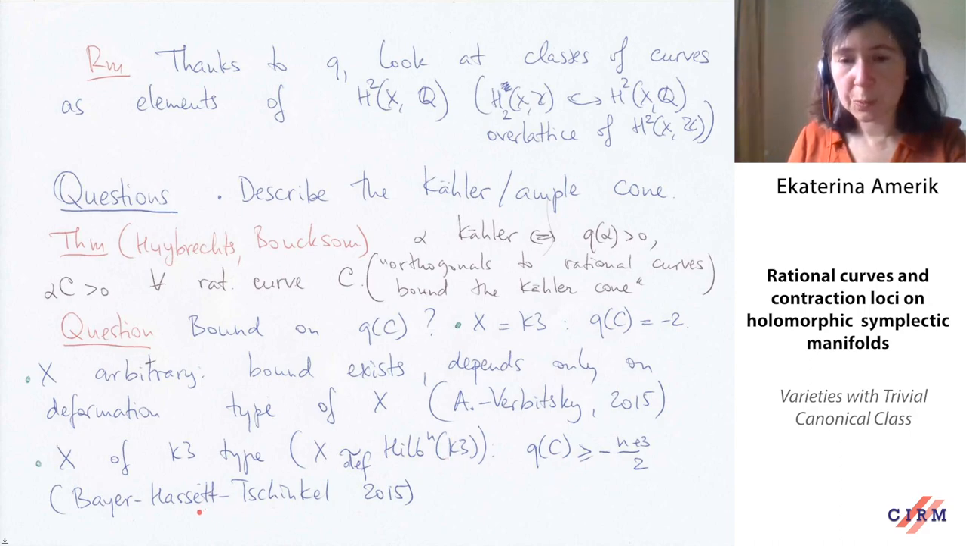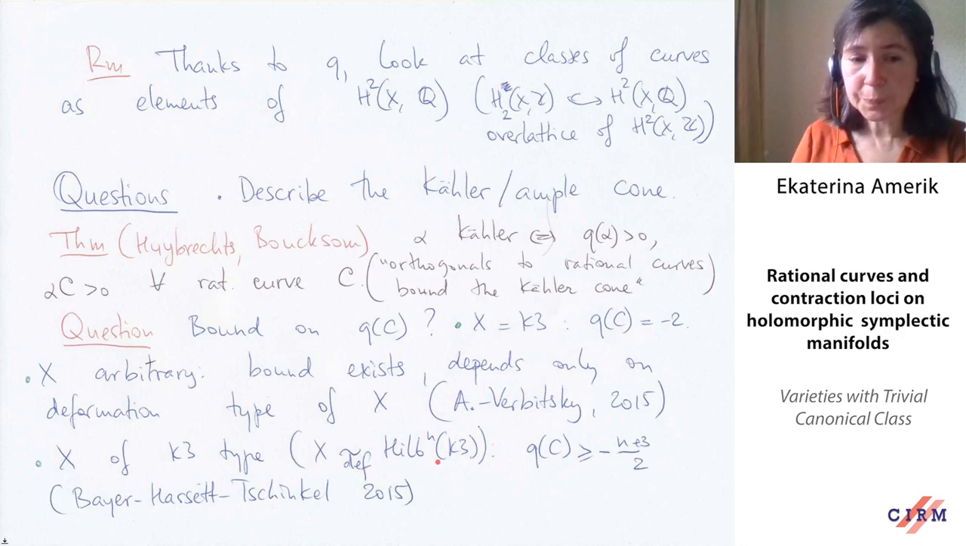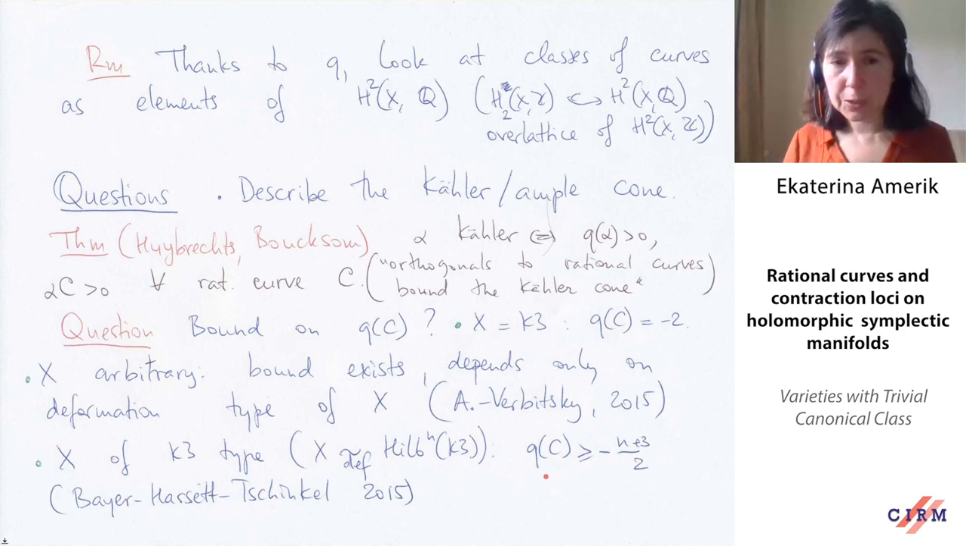So for Hilbert schemes of K3 surfaces, or more generally for X which is deformation equivalent to such a Hilbert scheme, there is a result by Bayer, Hassett, and Tschinkel, also from 2015, or maybe a bit earlier. I mean, 2015 is probably the publication year. And this says that it is sufficient to take rational curves with Beauville-Bogomolov square greater or equal than minus (n+3)/2. A posteriori, I think it implies that all rational curves are like this, but in any case, we know that these extremal curves have Beauville-Bogomolov square greater or equal than minus (n+3)/2.